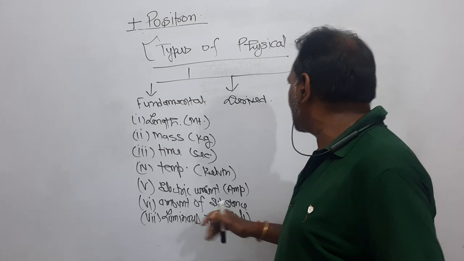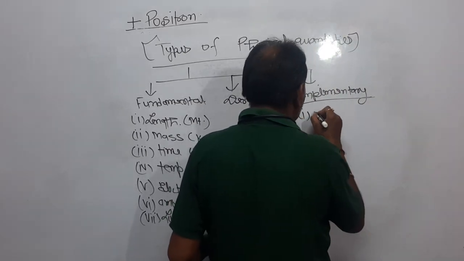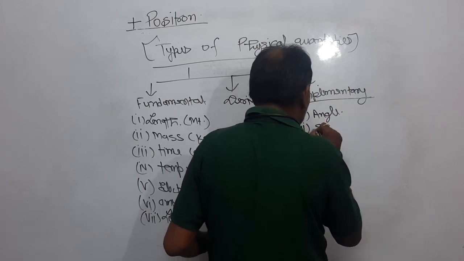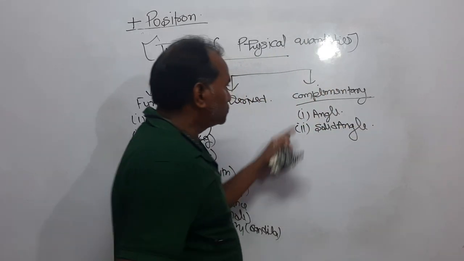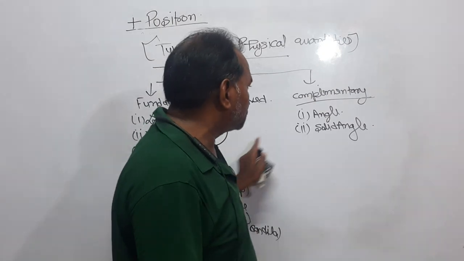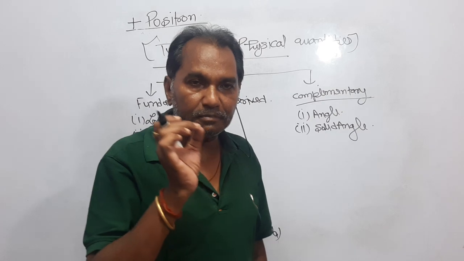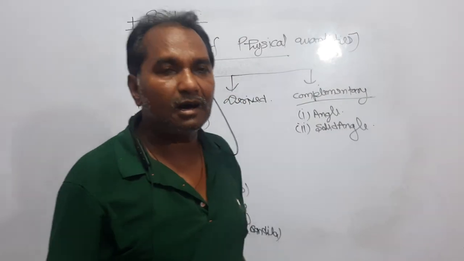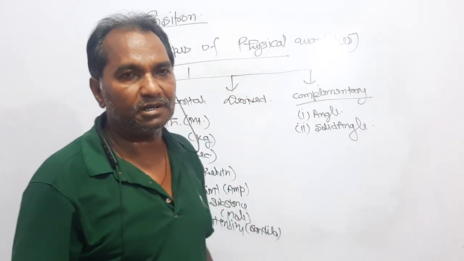Except for these 7, there are two complementary quantities. One is angle and another is solid angle. These two are the complementary quantities. These 7 are the fundamental quantities. Except for these 9 quantities, all other quantities are derived quantities. You can say derived quantities are the quantities which are derived from fundamental quantities.